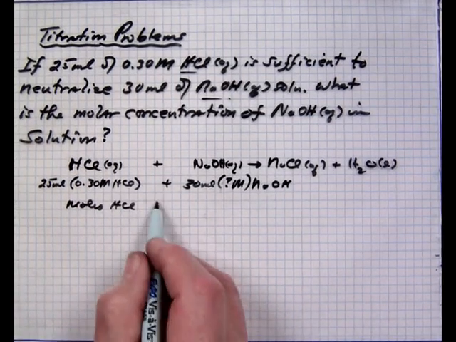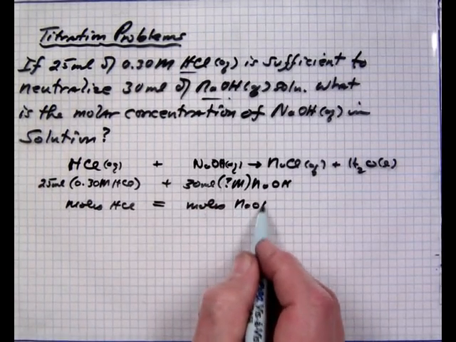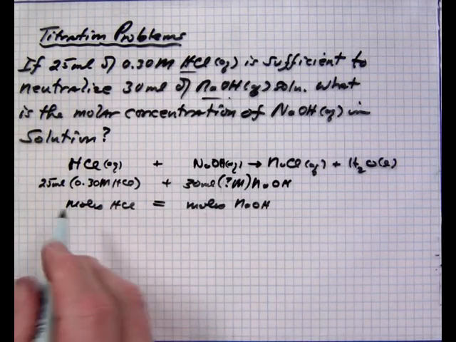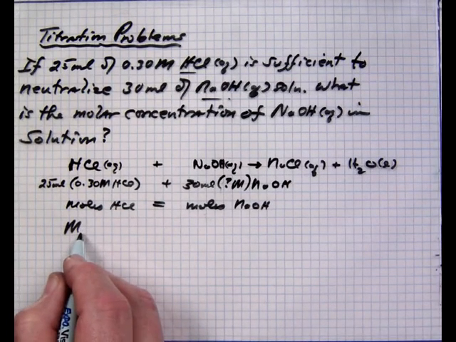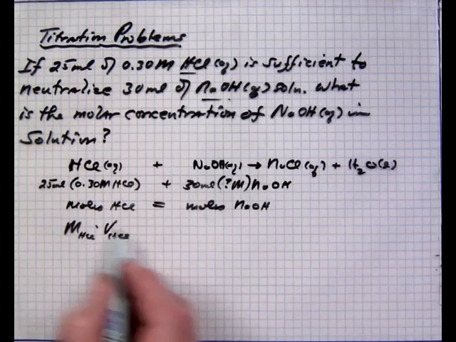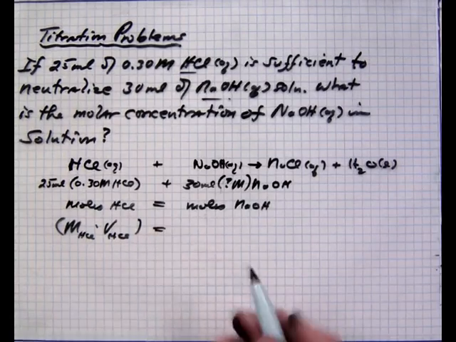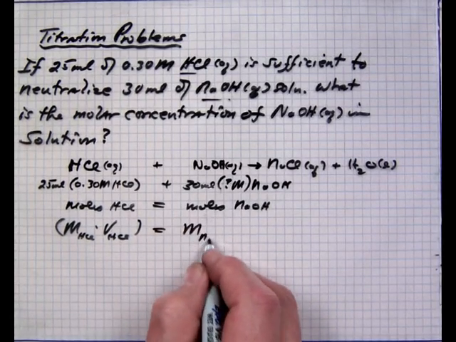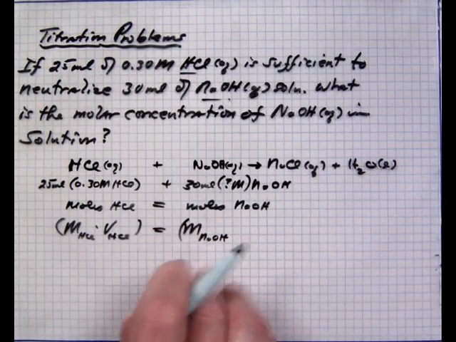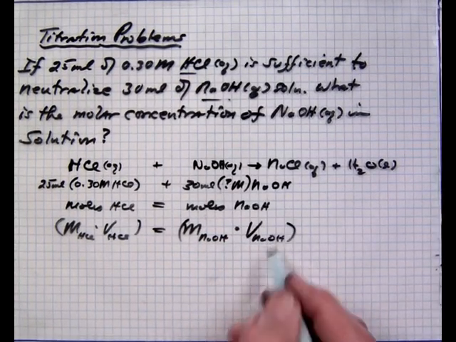Okay, so moles of HCl will equal moles of NaOH neutralized. So according to the equation, we have 1 to 1. That means molarity of the HCl times the volume of HCl, which is the moles, is equal to molarity of the sodium hydroxide times volume of sodium hydroxide.